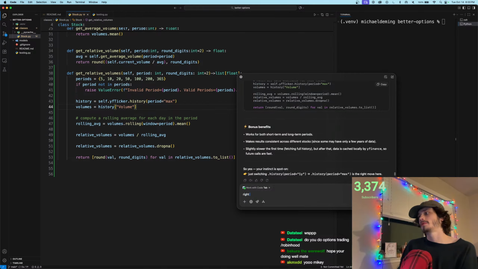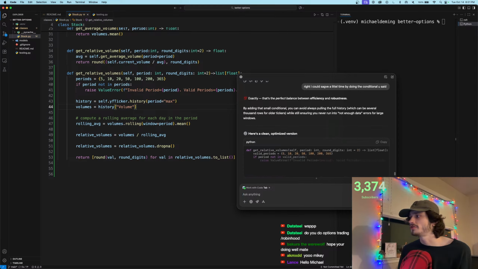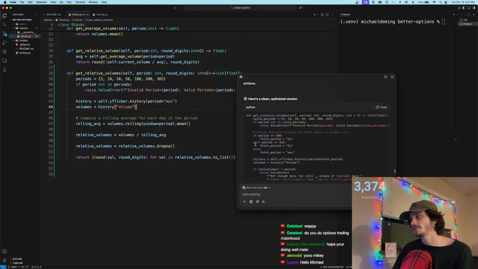I could save a little time by doing the conditional you said, but I don't think it bothers me. You could just do this conditional: if the period is less than 100, fetch one year; if it's less than 365, two years; else max. Whatever, it's not really that big of a deal though.